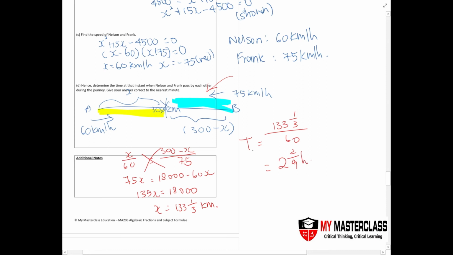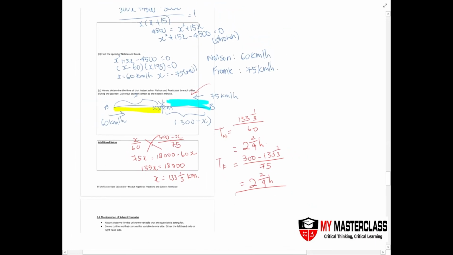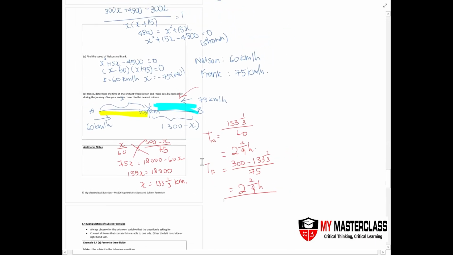Now maybe you can do a check. This one is probably Nelson. And then for the time at which Frank, you will take 300 minus 133 1/3 divided by 75. You will also get 2/9 hours. This shows that the time where they meet is the same, right? So how long is 2/9? 2/9, you will multiply by 60, and you should get 2 hours, 13.33 minutes.